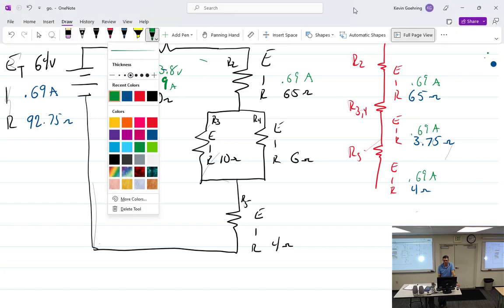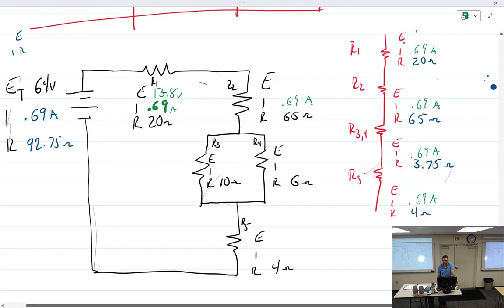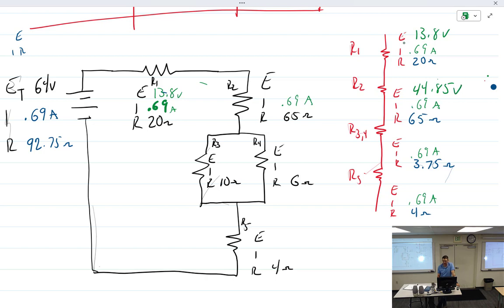Okay, now we can solve for our voltages. We already did this one, 13.8 volts. What's my voltage here? 44.85 volts. Hope he's not lying to me. Voltage here? 2.59 volts. Everybody agree so far? And lastly, we have what? 2.76 volts. All right. So we have finished one.